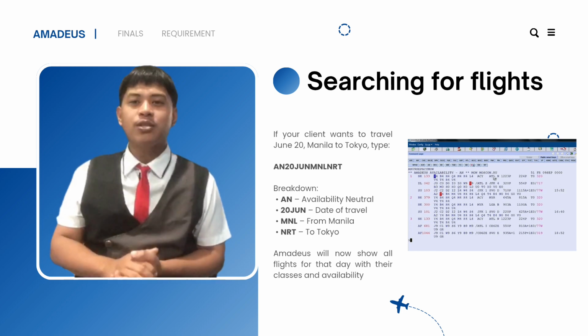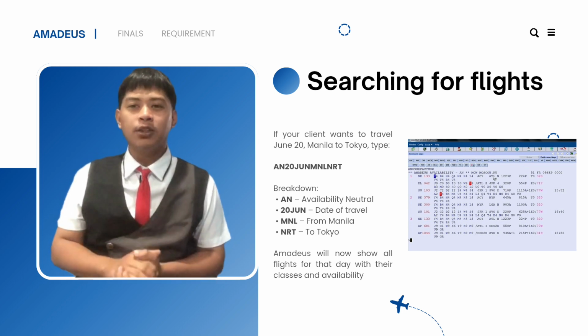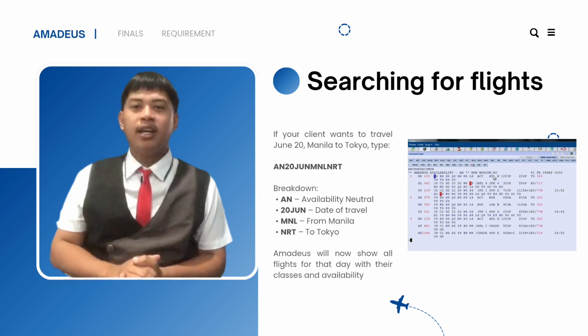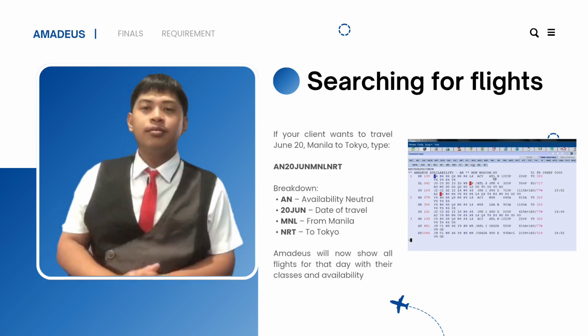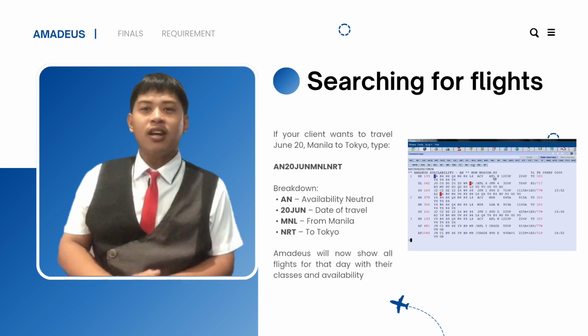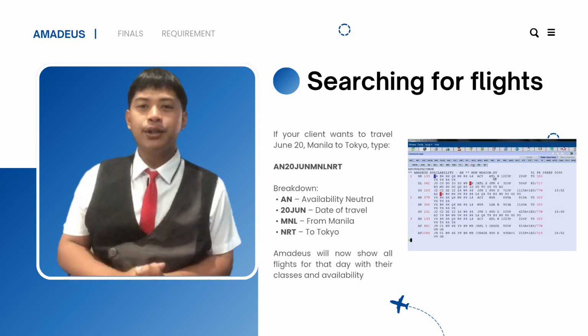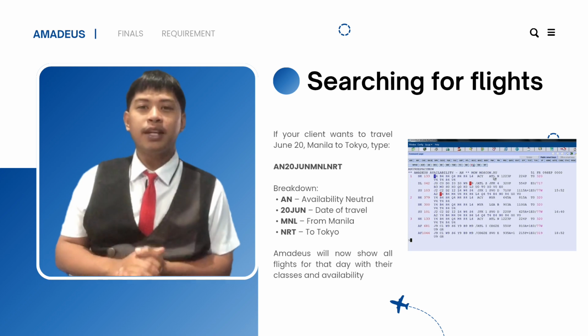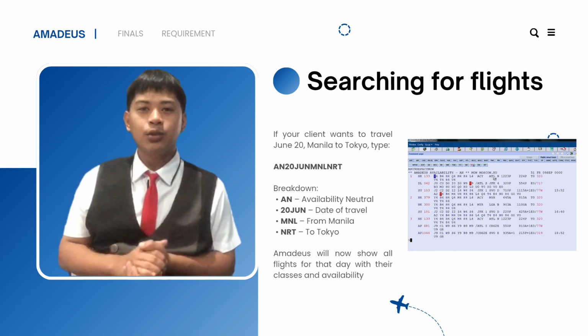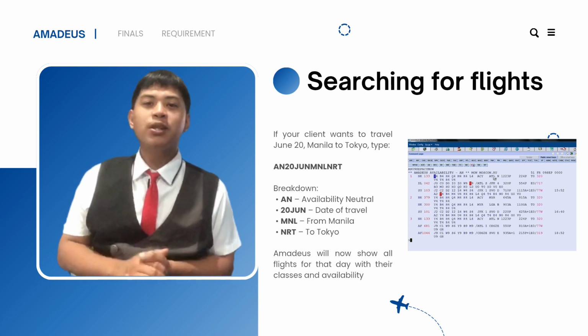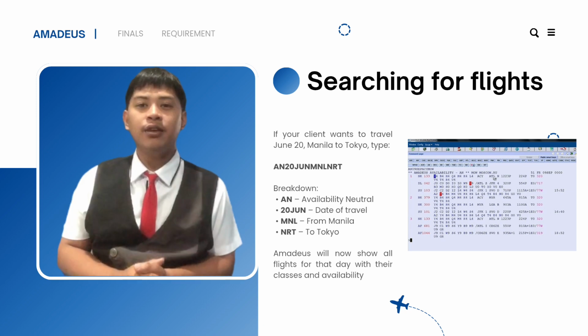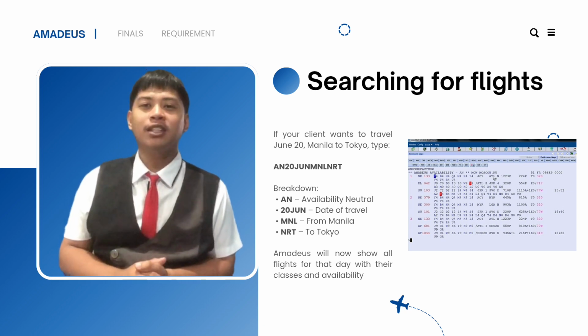If your client wants to travel June 20, Manila to Tokyo, type AN20 June MNL NRT. Breakdown: AN availability neutral, 20 June date of travel, MNL from Manila, NRT to Tokyo. Amadeus will now show all flights for that day with their classes and availability.